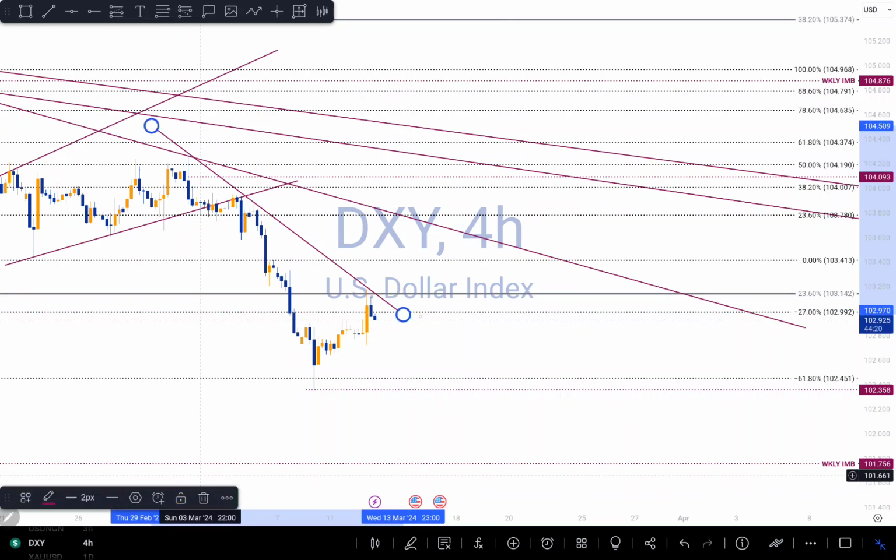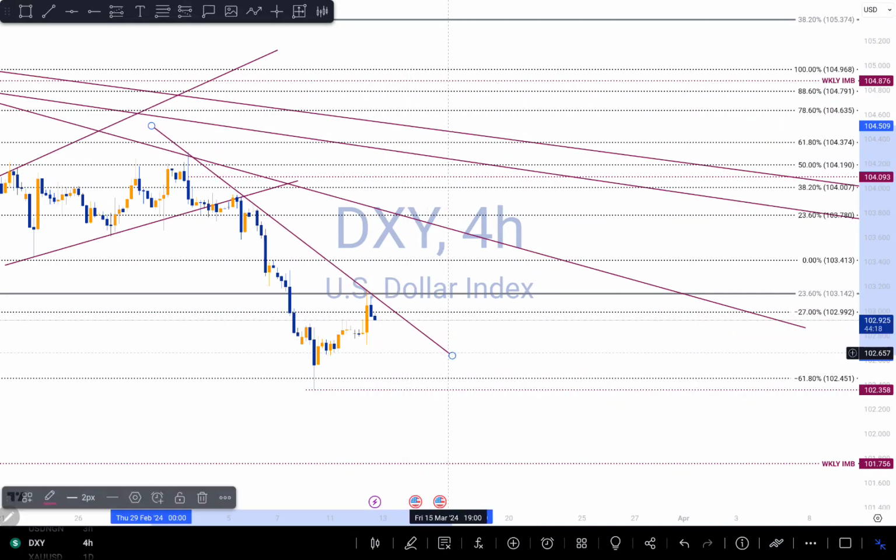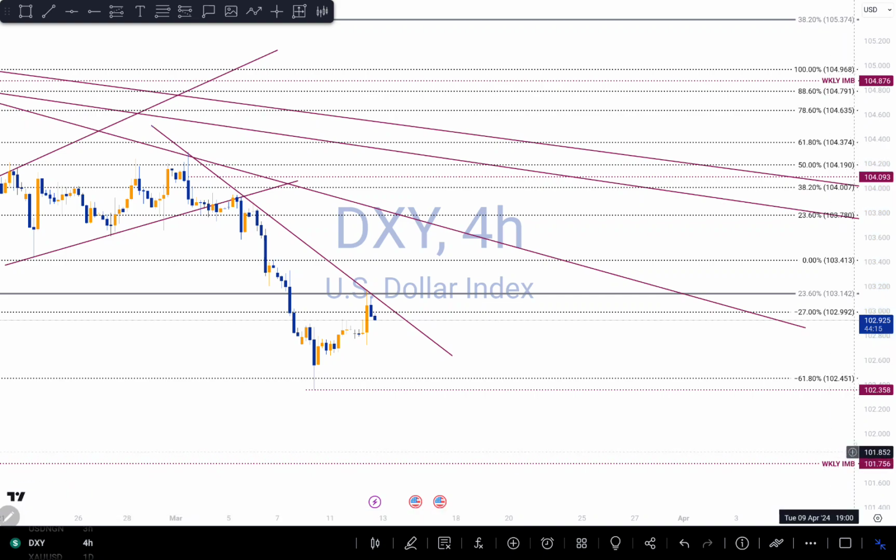Let's adjust this right here, and we can see that it's now giving us the third touch: one touch here, second touch here, now third touch. And we know the touch of the trend line amplifies the trend line, and we're expecting some sort of push to the downside.